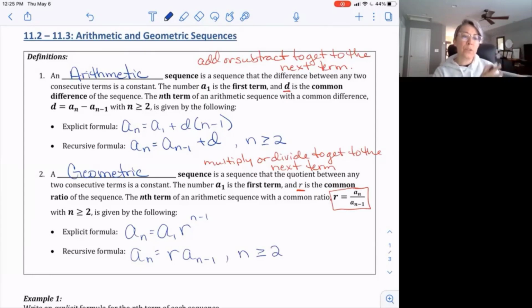So again, notice the difference between arithmetic and geometric. The arithmetic explicit formula is a linear equation, whereas the geometric is an exponential. So let's look at some examples.